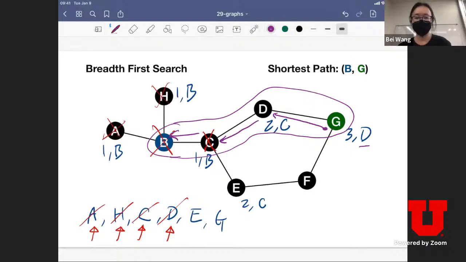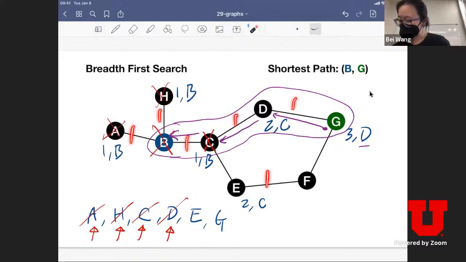Okay? So the last algorithm I want to go through, then I will move back to the Jupyter Notebook, is what if my graph is weighted? I mean, in this specific case, every single edge is weight 1. So I can do this.